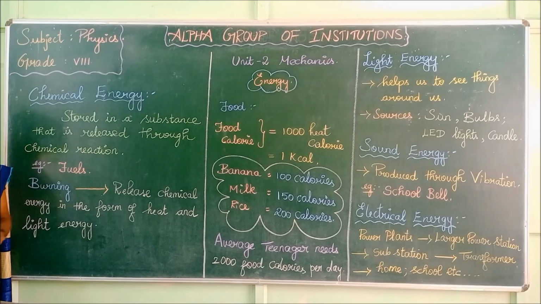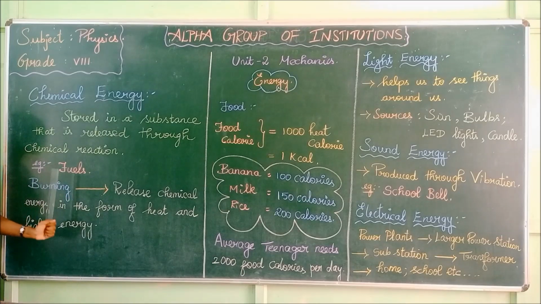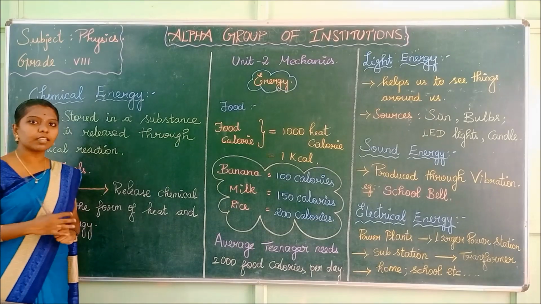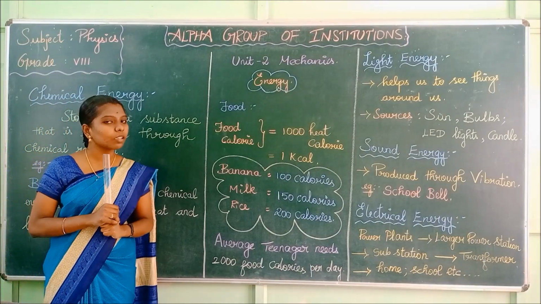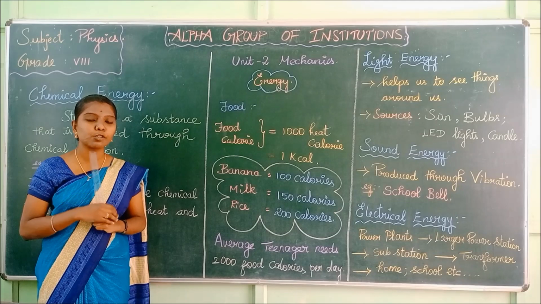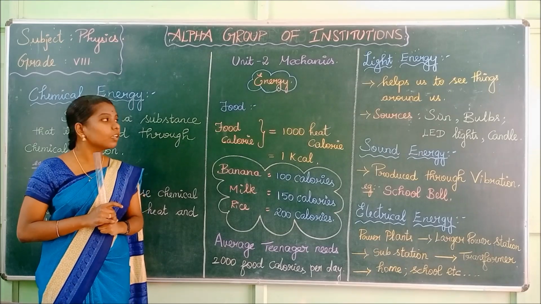What is chemical energy? It is the energy stored in a substance that is released through a chemical reaction. For example, fuels like petrol and diesel are examples of chemical energy. Burning of a cracker is also an example, releasing energy in the form of heat and light. The food that we eat is also an example of chemical energy.